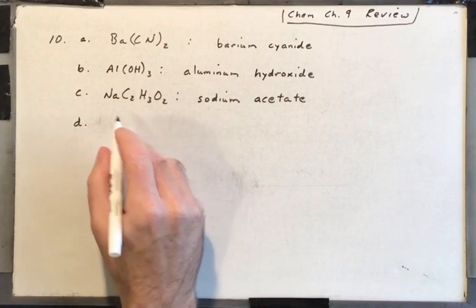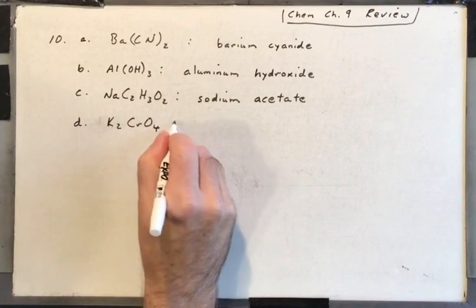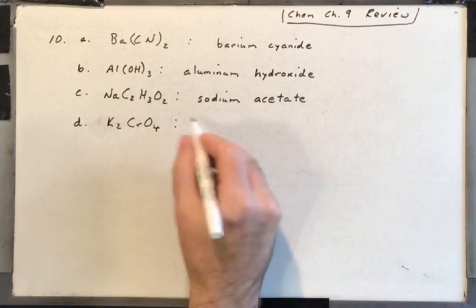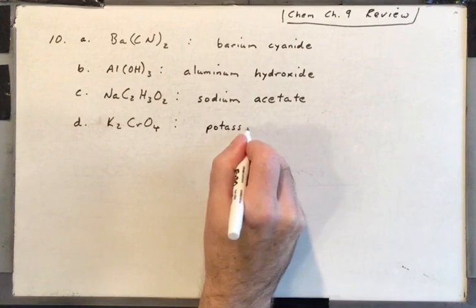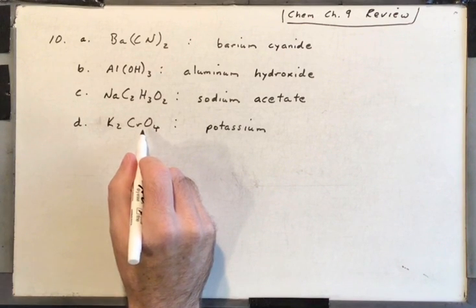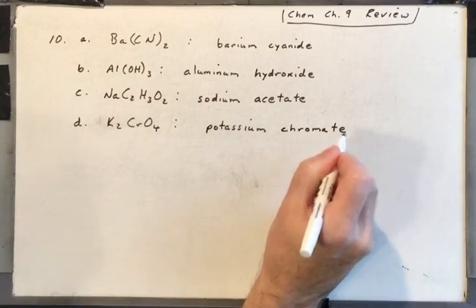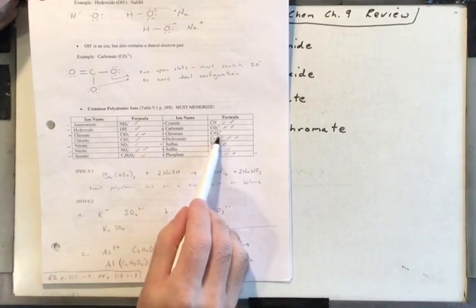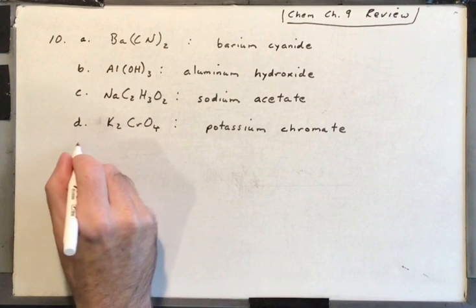We would have a K2CrO4. Now these are ionic compounds, so we don't have to say dipotassium. It's ionic, we don't have to use that. So it's just potassium for K. And then CrO4 is chromate. Just find it in the table, it's in your second column.